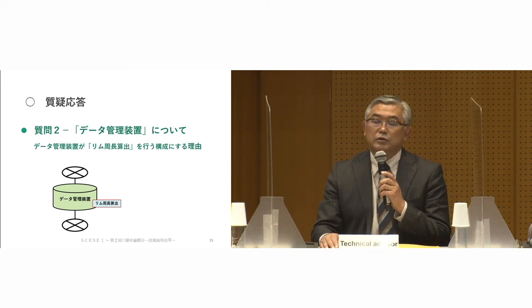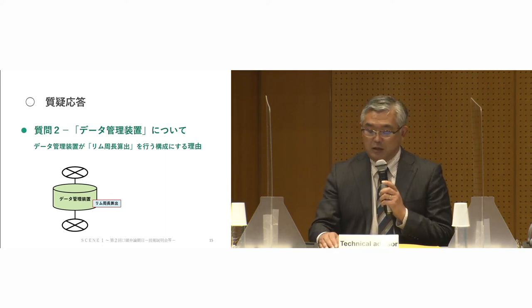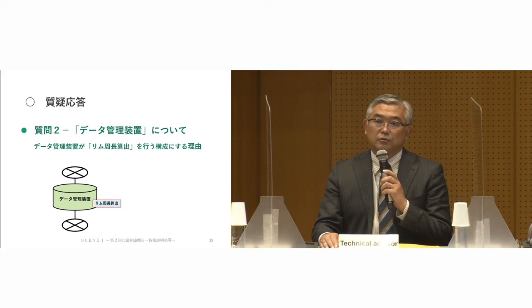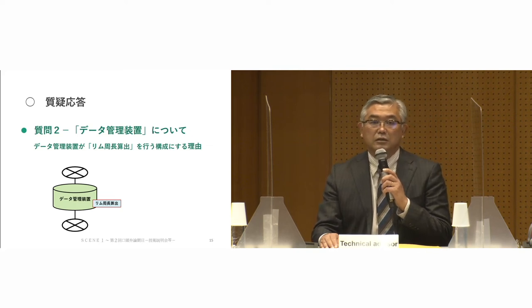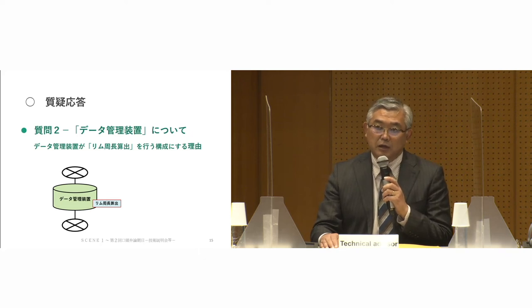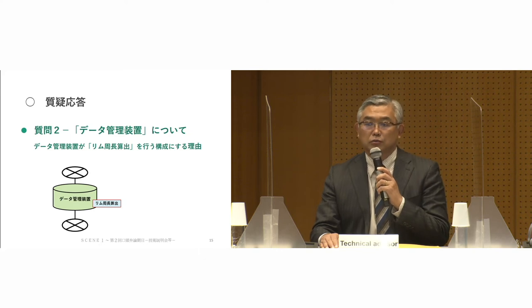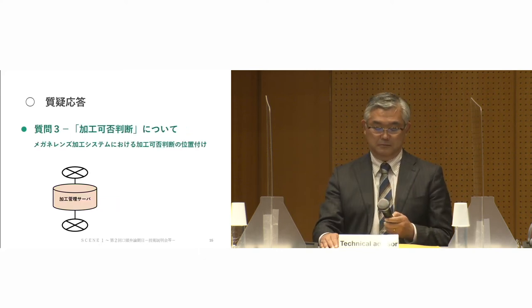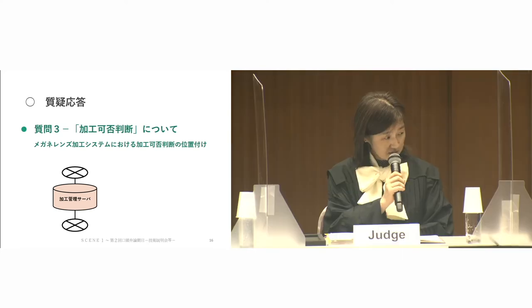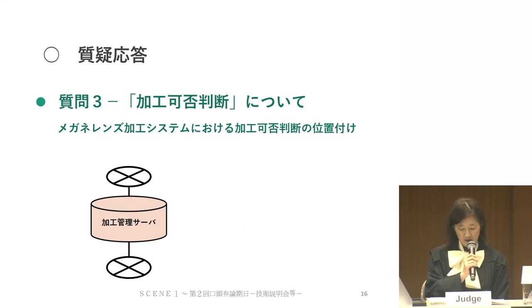In the end, the system design will be based on the overall balance, so whether the rim circumferential length calculation is done at the optician shop or at the data center will depend on the performance of the specific device to be installed and the cost of installing the system. Okay, I see. Next, one more question.